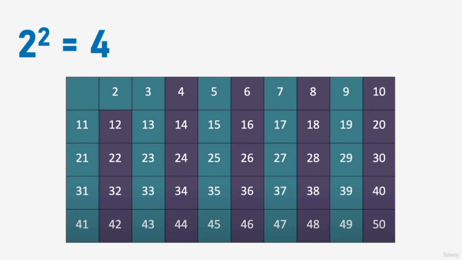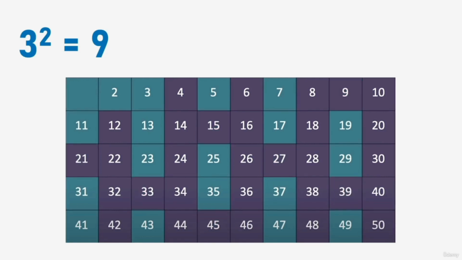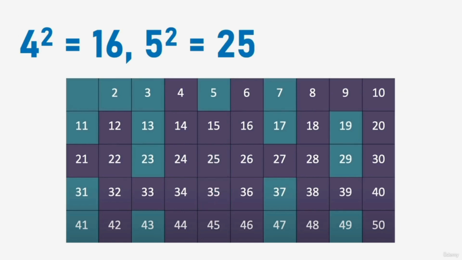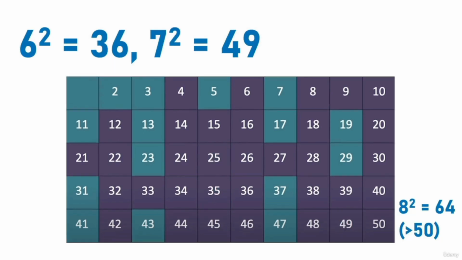Similarly, for 3, the square of 3 is 9, and this time we have marked all the numbers which are greater than or equal to 9. And so on we have done for the numbers 4, 5, 6 and 7. For the number 7, only 49 got marked because the next multiple of 7 will be greater than 50.